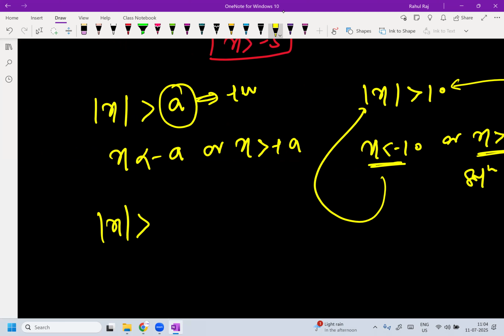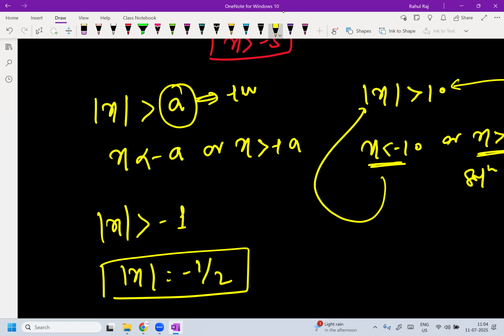You can never say mod x is greater than negative 1. If mod x is greater than negative 1, you are trying to say mod x can be equal to negative half, which is not possible, Shweta. Am I right? Any problem here? Please think. You can never in your life say mod x is greater than negative 1, because you are giving a possibility that mod x can be equal to negative half. Negative half is greater than negative 1, by the way. So it is just not possible.